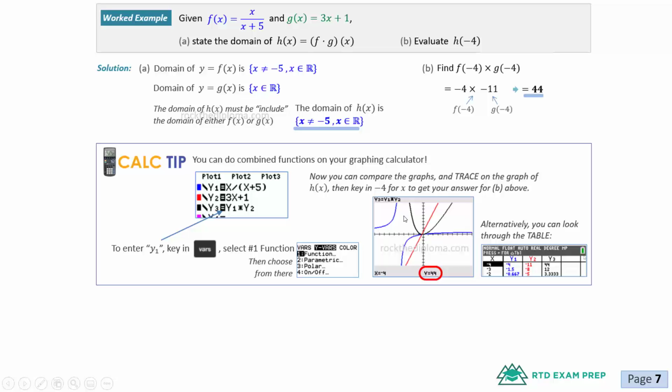You could either look at the graph to find what the value is when x is equal to -4 using your trace button, or you can go to your table of values and scroll up to where x is equal to -4, and there you see that y3 outputting 44.